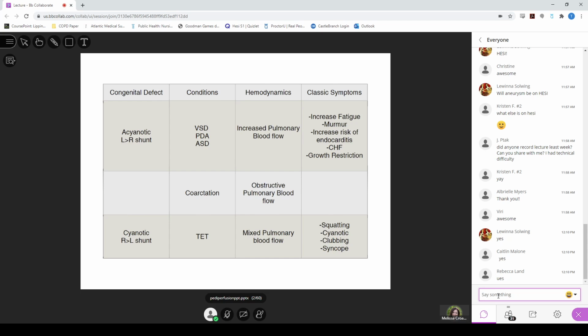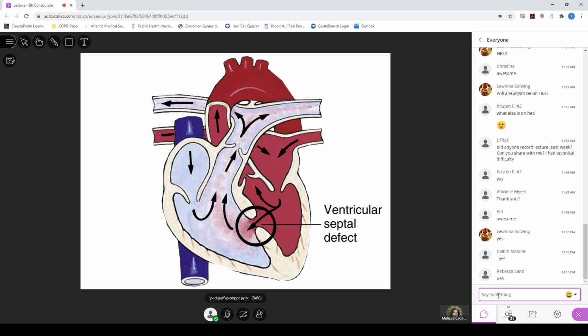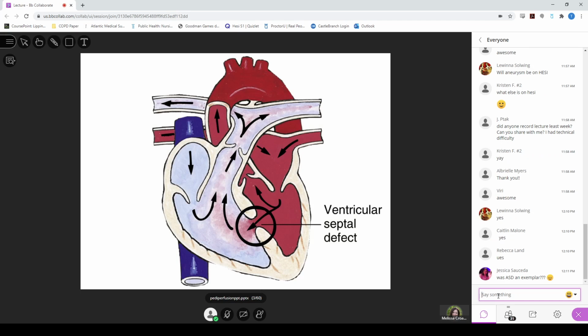Okay, and then I'm going to show you this. We're going to go through each individual one. This is a VSD, so it's a ventricular septal defect. You can see the hole. ASD is the same as VSD, really. I just include them together because on your boards or on HESI they may say ASD, and I just don't want you to be freaked out by ASD saying you haven't studied it. It's the same as ventricular, it's just the hole's in a different area.